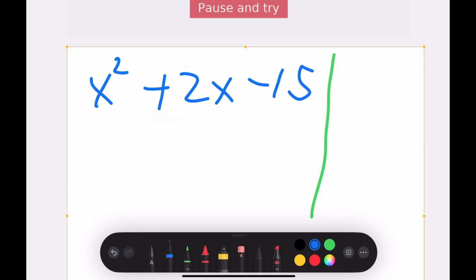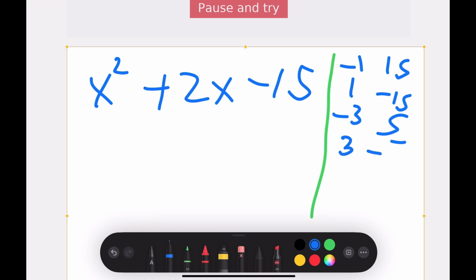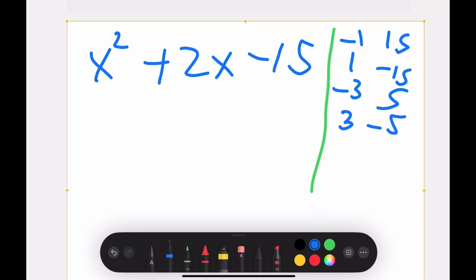Okay, so let's start off by writing down the products of -15. So we can have -1 and 15, 1 and -15, -3 and 5, 3 and -5. So let's look at these and see which ones add up to make +2. -1 and 15, that makes 14, so it can't be those ones. 1 and -15, that makes -14, so it can't be that. -3 and 5, 5 minus 3 is 2, so yes, it is going to be that.